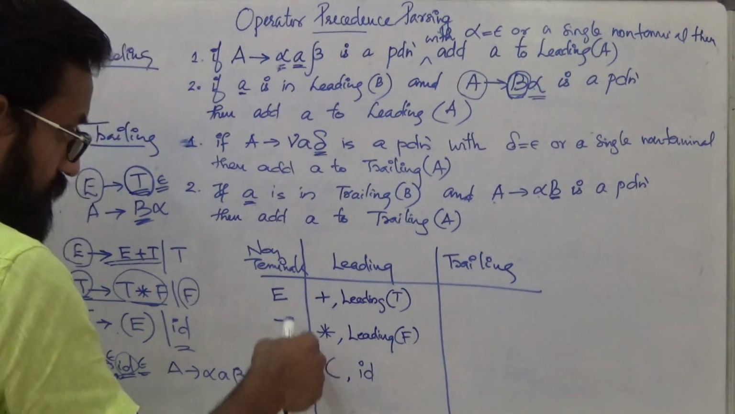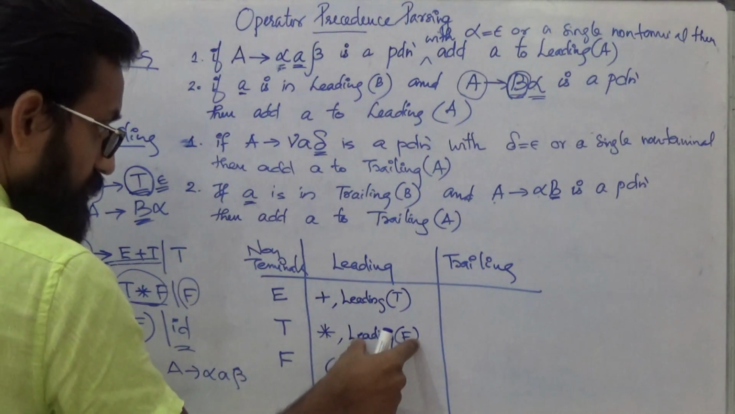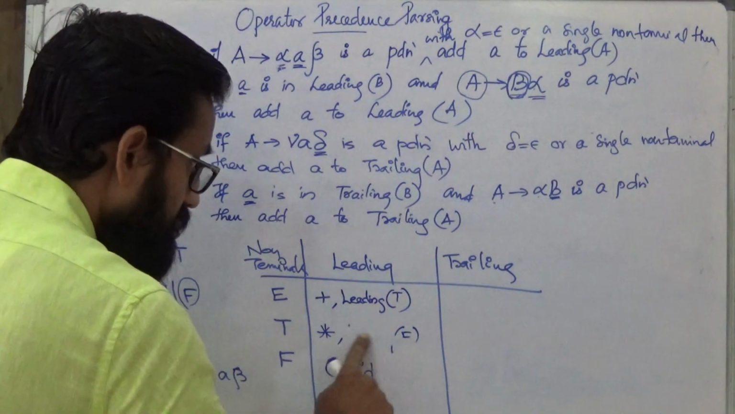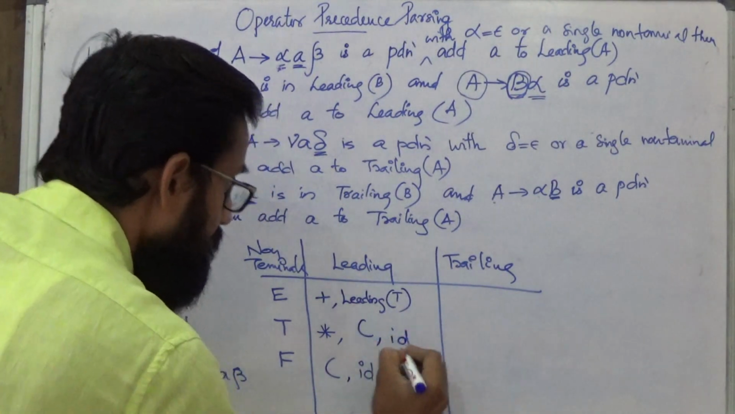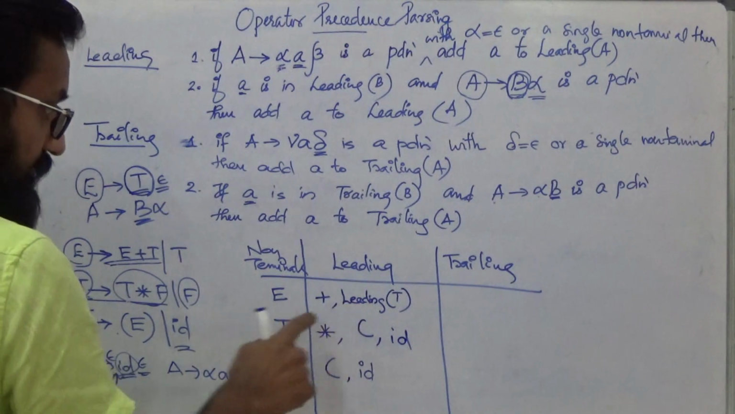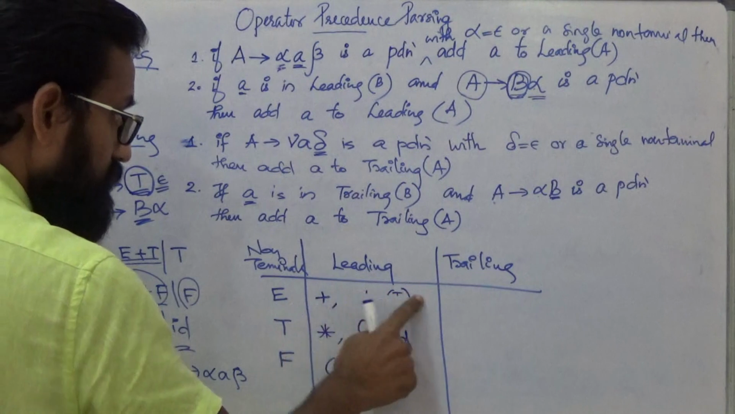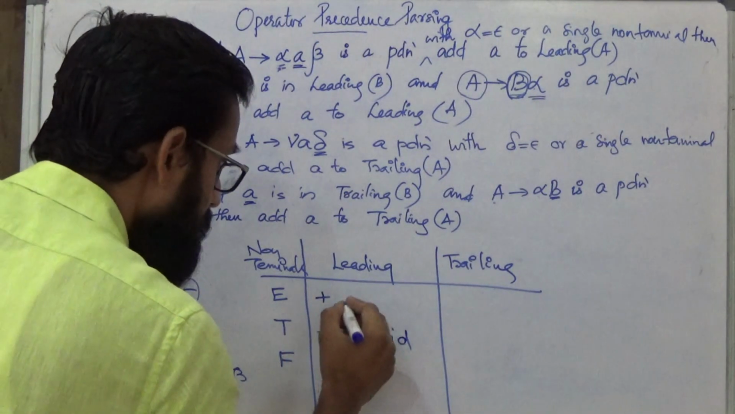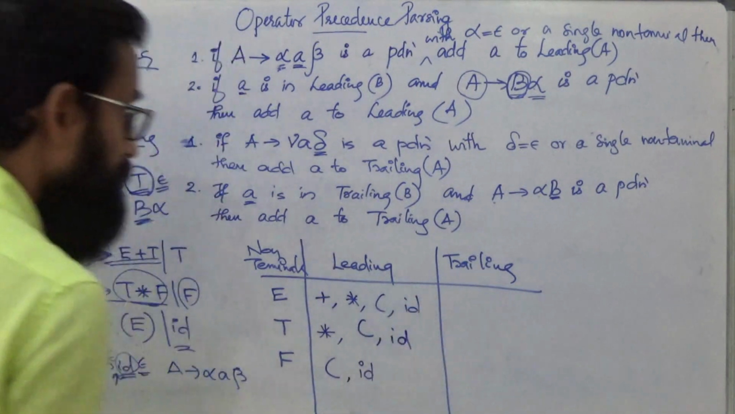Now after computing leading of F, you can add everything in leading of F to leading of T. So this will turn to star, opening parenthesis, ID. Now you can add everything in leading of T to leading of E. So leading of E will turn to plus, star, opening parenthesis, ID.